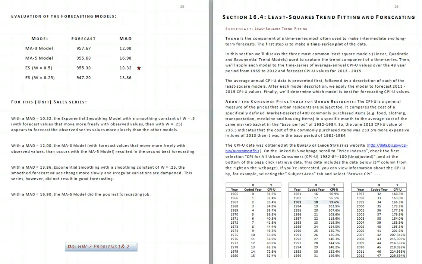On the next page, we ask the question, which of the four models we've worked with so far, the MA3 model, the MA5 model, the exponential smoothing model with a weight of 0.5, the exponential smoothing model with a weight of 0.25, which of these four models is best to forecast the weekly unit sales values? The answer is the best model is the one with the smallest MAD. That is the exponential smoothing with a weight factor of 0.5 with a MAD of 10.32.